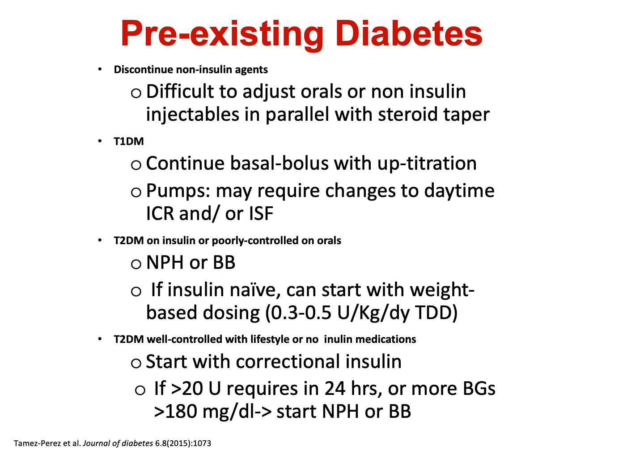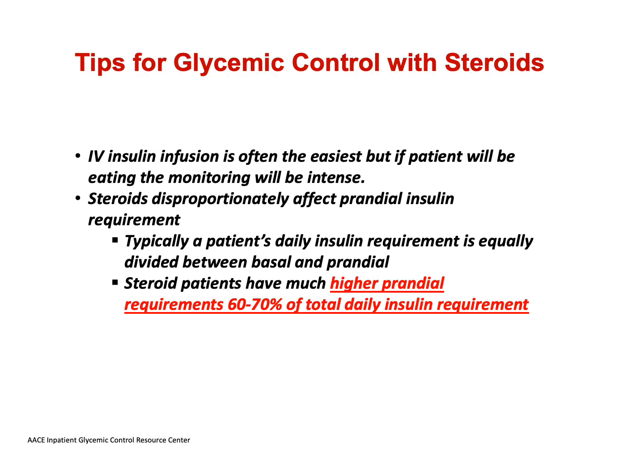All depends if it's once a day or twice a day, or long acting or not. If insulin naive, can start with weight-based dosing, 0.3 to 0.5 unit per kilogram per day as the total daily dose using basal bolus. In type 2 DM well controlled with lifestyle or no insulin medication, start with correctional insulin. If it's not adequate, then move to NPH or basal bolus. So these are the tips for glycemic control with steroids.